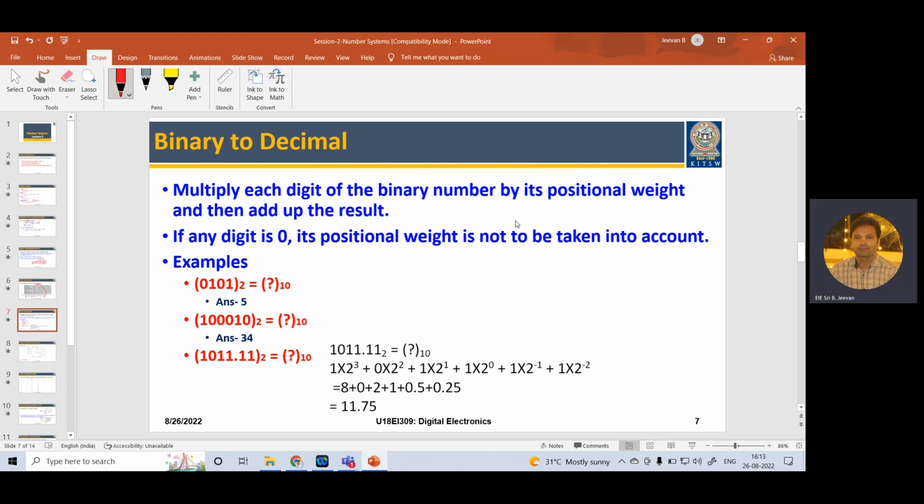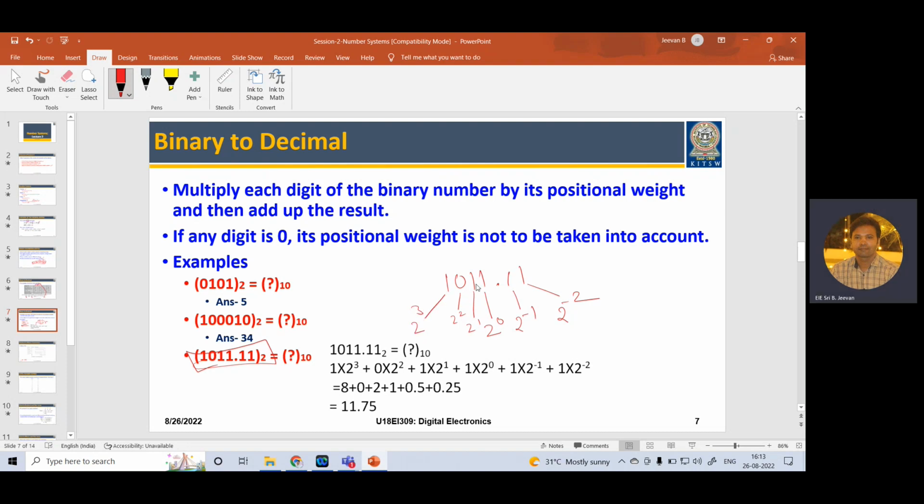Very simple, use the same concept and you can find the answers like this. Suppose there is a fractional number, for example 1011.11. What is the weight of the first digit after the point? 2 power minus 1. And the next is 2 power minus 2. Then this is 2 power 0, this is 2 power 1, this is 2 square, and this is 2 cube.